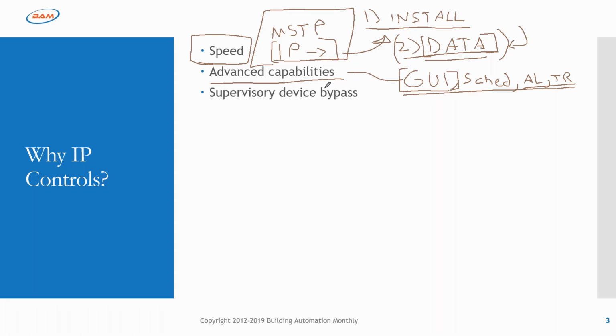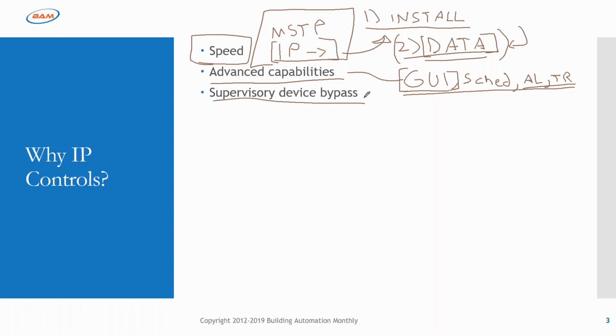So if you're doing a central plant, or if you're doing a very expensive air handler at a hospital, and you want, in case that supervisory device goes down, or in case of some sort of catastrophic failure, you want that controller to be an all-in-one solution, then you can utilize IP controls, and this will give you all the benefits of having a front end, but it's built into the controller.